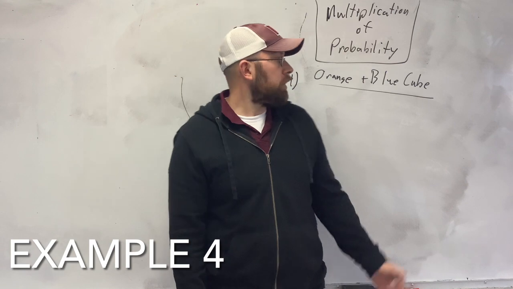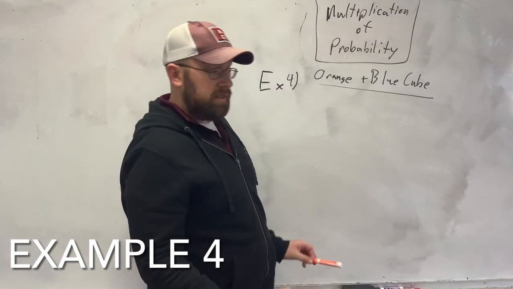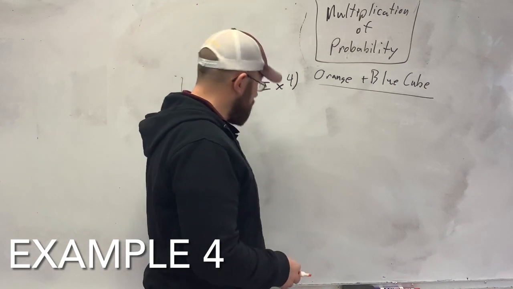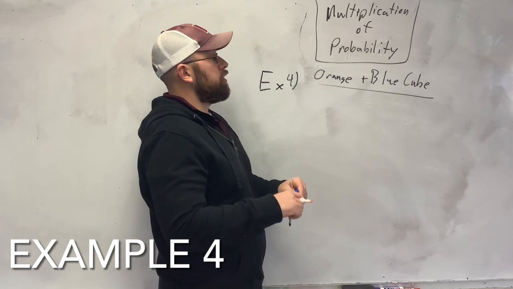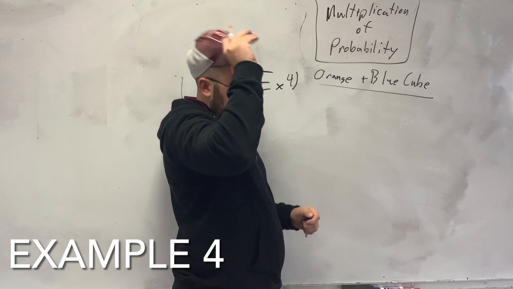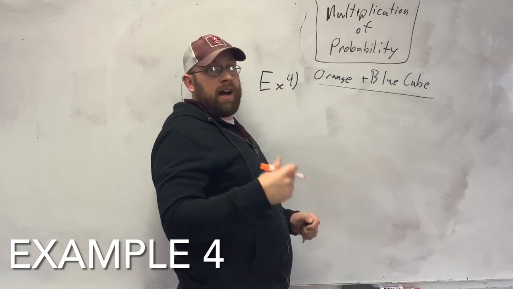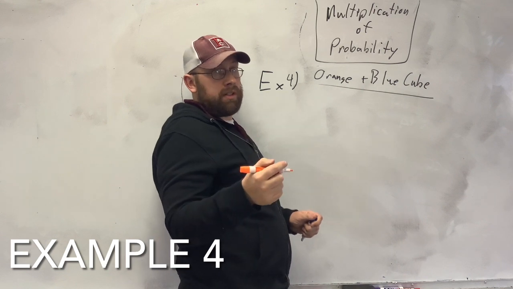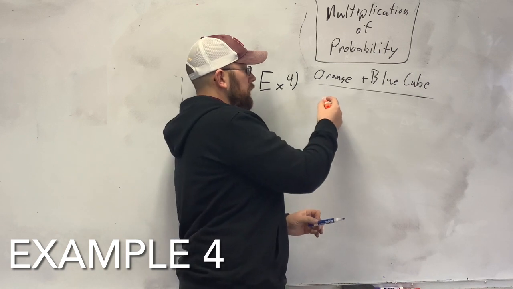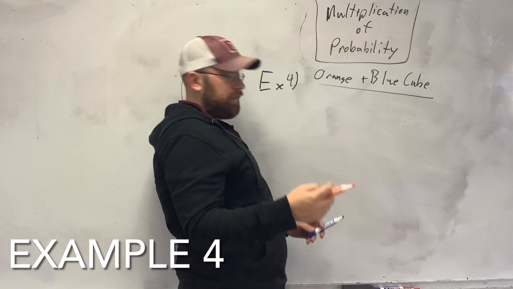All right, for our last one, we have an orange and a blue cube. So that means it's 6-sided. I'll even color code this. So an orange and a blue cube, what is the probability that I roll this and I get an odd number on the orange die and get a total of 5? So I have to write this out. So how do I get the total of 5?